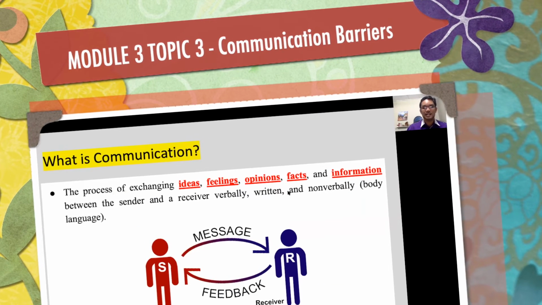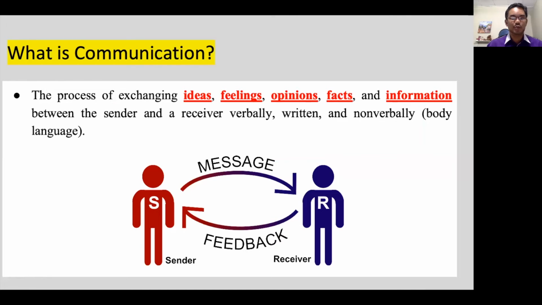What is communication? Ni dah banyak kali bagi tahu. The process of exchanging ideas, feelings, opinions, facts and information between the sender and a receiver, verbally, written and non-verbally, body language. Nampak tu, sender, orang yang menghantar message tu, feedback. Orang yang menerima tu dia bagi feedback.